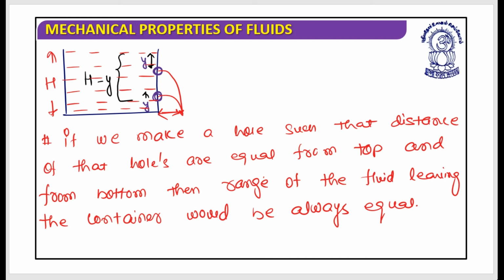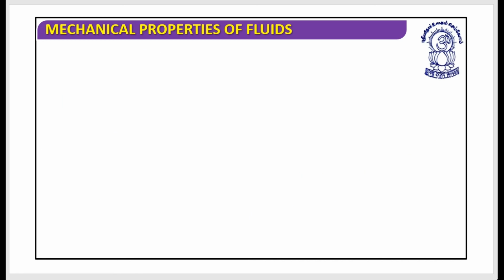But for that, if you have made a punch from 3 meter from the bottom, you need to punch the other one at 3 from the top. Then in this situation, their ranges would always be equal. Definitely 100%, every time, each time. I hope you remember this and understand this. Clear? Great. Let's work on the next question.